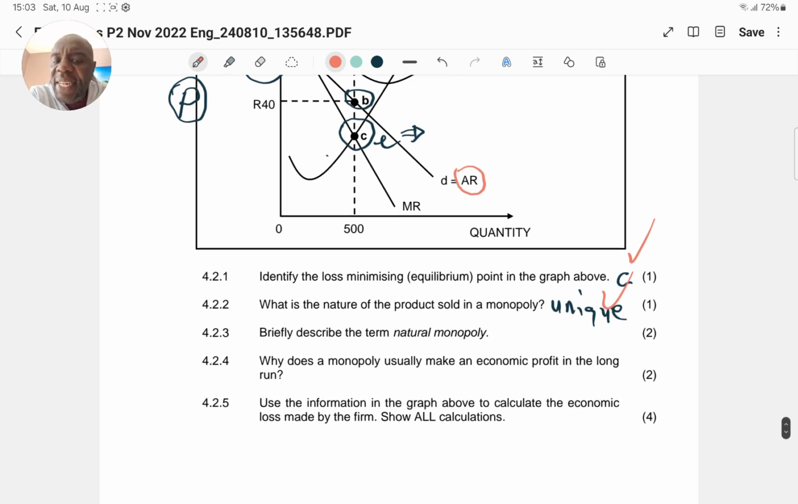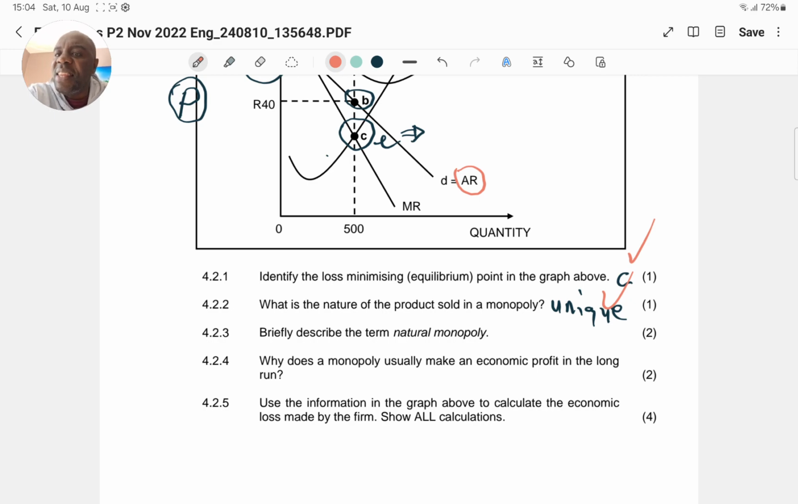4.2.4. Why does a monopoly usually make an economic profit in the long run? What is an economic profit? An economic profit occurs when revenue is greater than cost. When average revenue is greater than average cost, that becomes an economic profit. So the examiner is asking you, why is it that a monopoly will continue to enjoy economic profit in the long run? Remember, perfectly competitive businesses do not enjoy economic profit in the long run because of freedom of entry.